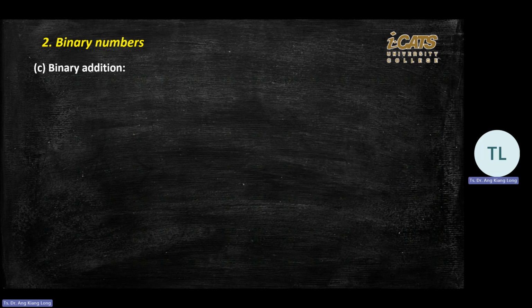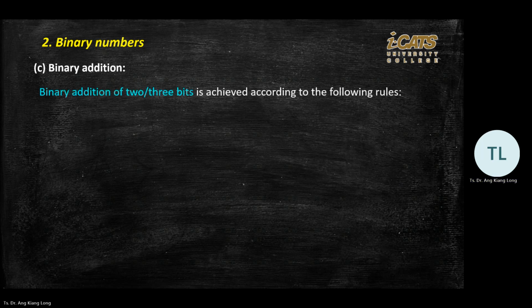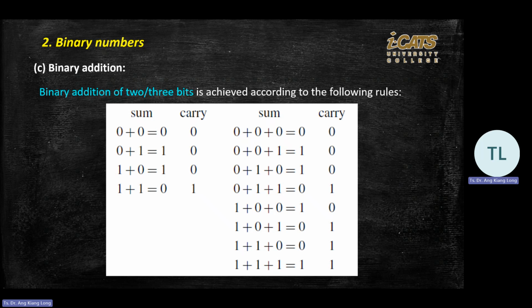Now, what happens if we add the number? We add base 2 numbers, addition. How do we do it? We will follow these rules. Maybe some of you haven't seen this one before, because in SPM you just need to convert, you no need to do addition. So at degree level, we will all go into addition. So this one is also inside your slides.